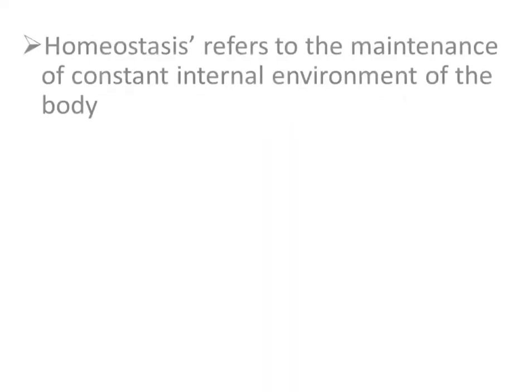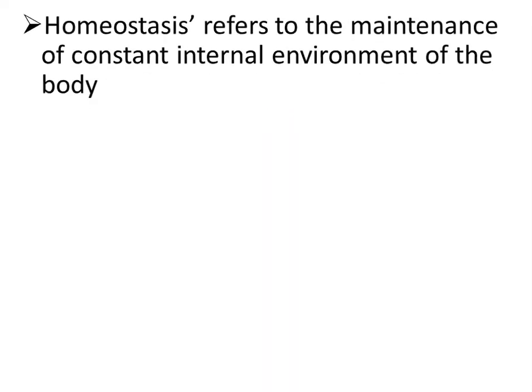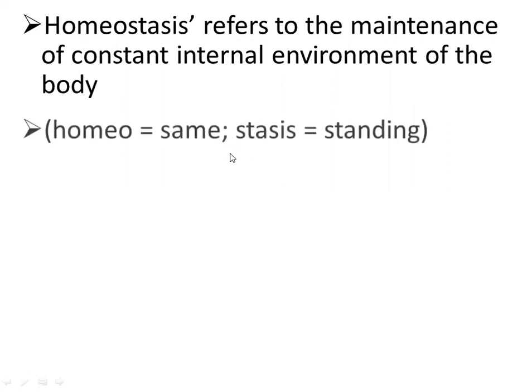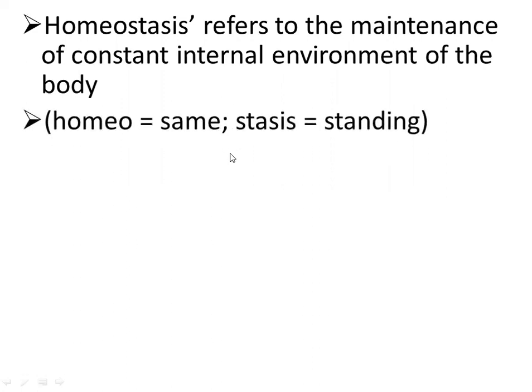Today we will see the physiology of homeostasis. First, we will see the definition of homeostasis. It is defined as the maintenance of the constant internal environment of the body. Homeo means same, stasis means standing.